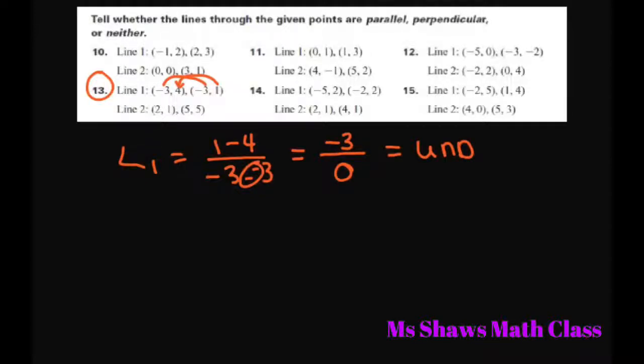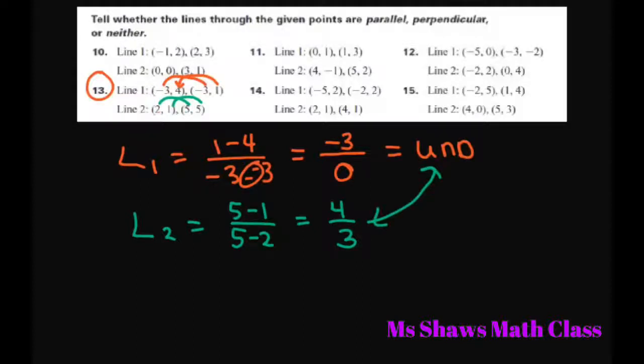All right. So line 2, we're going to get 5 minus 1, and then 5 minus 2. That gives me 4 divided by 3. These aren't the same, so it's neither. Remember, it's undefined because you can't divide by 0.